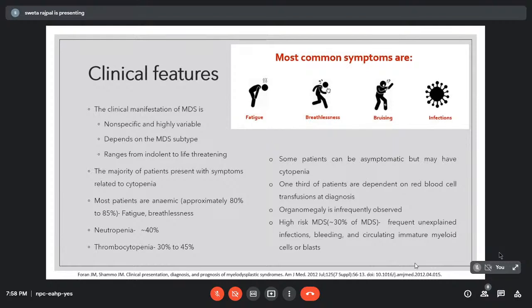Whenever they are presenting like that, you should always suspect a high-risk MDS. Apart from this, one third of the patients also become transfusion dependent at diagnosis. So they will require more blood transfusions, and because of this they will land up with transfusion related morbidity. Some patients can be totally asymptomatic but may have cytopenia. In those patients, we have to follow up very closely.